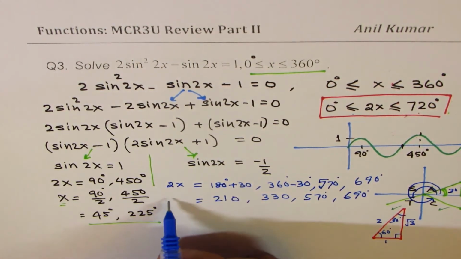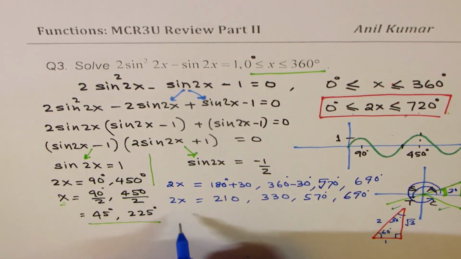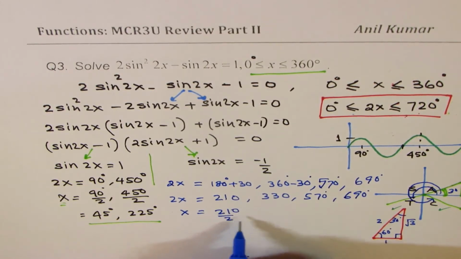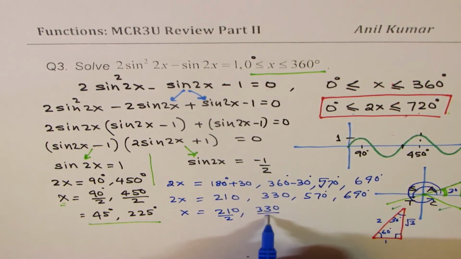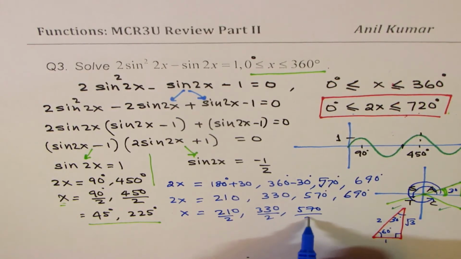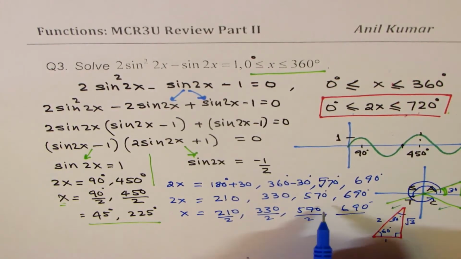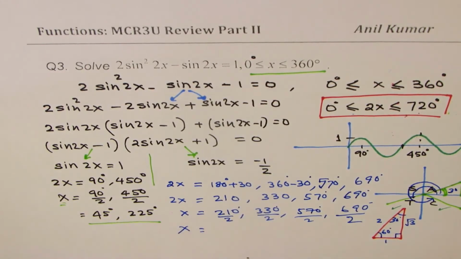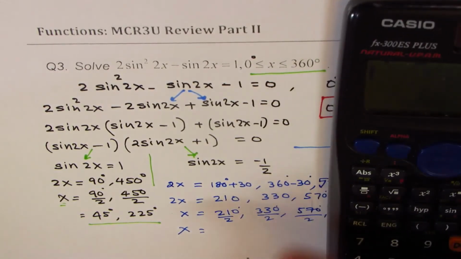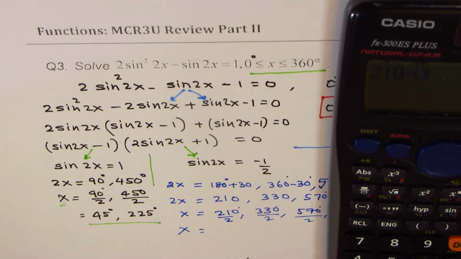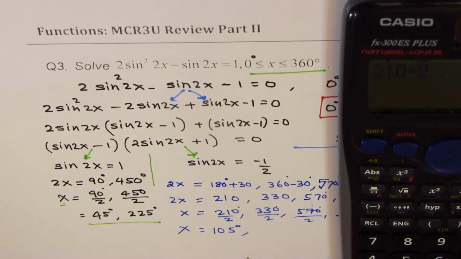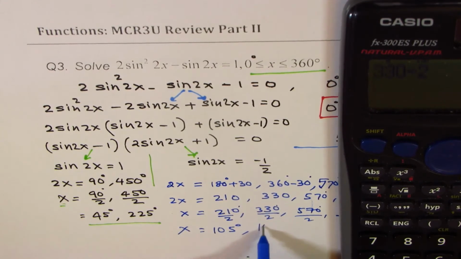Now the question is, what is x? To find the value of x, we are going to divide them by 2. So we get 210 by 2, 330 by 2, 570 by 2, and 690 degrees by 2, correct? If you do that, you get additional values of x, starting with 210 divided by 2. Use a calculator, right? Otherwise you might mess up and get a wrong answer at the end. There is no point. Divide by 2, 105.